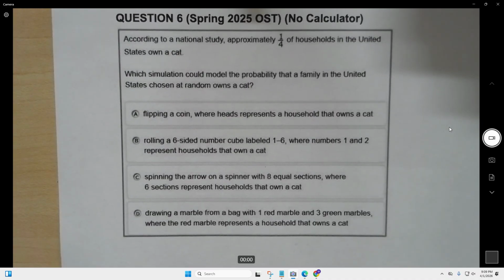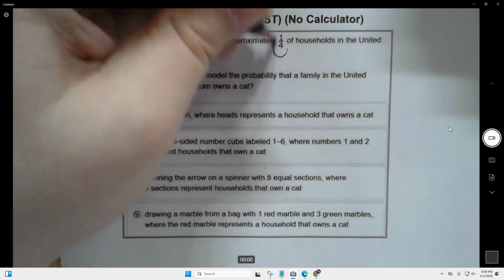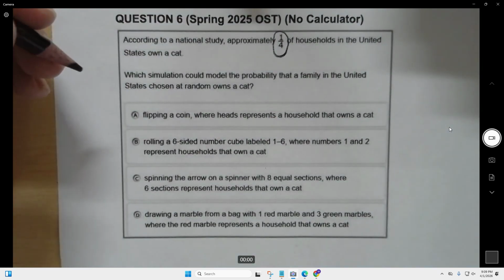Flipping a coin, where heads represents a household that owns a cat. Rolling a 6-sided die, labeled 1 through 6, where numbers 1 and 2 represent households that own a cat. Spinning an arrow on a spinner with 8 equal sections, where 6 sections represent households that own a cat. Or drawing a marble with 1 red marble and 3 green marbles, where the red marble represents who owns a cat. So, 1/4. We're looking for the probability that matches 1/4.